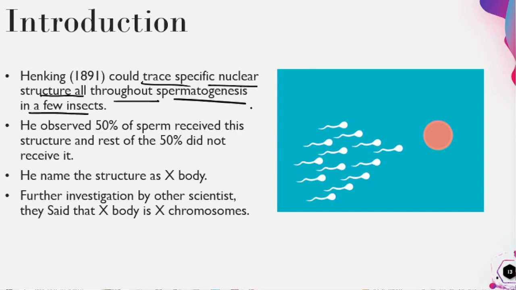During spermatogenesis, what is spermatogenesis? Spermatogenesis is nothing but the process of production of sperms. What are sperms? Sperms are the male gametes, right? So the process of production of sperm is called spermatogenesis. In the future slides, I will show you how spermatogenesis occurs. So during spermatogenesis, what will be formed?